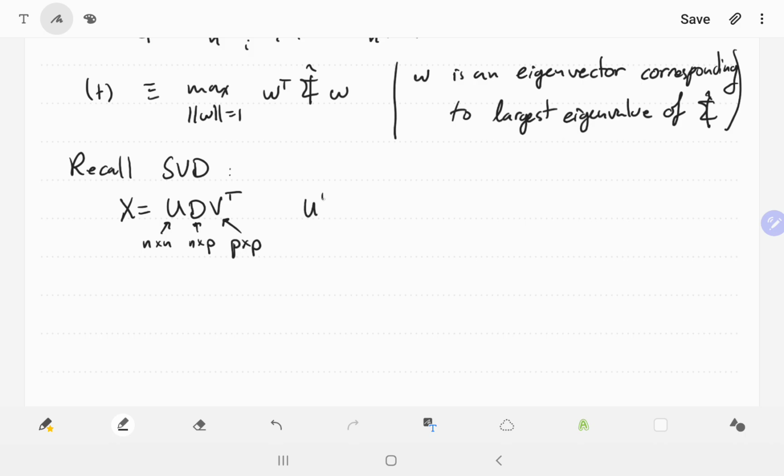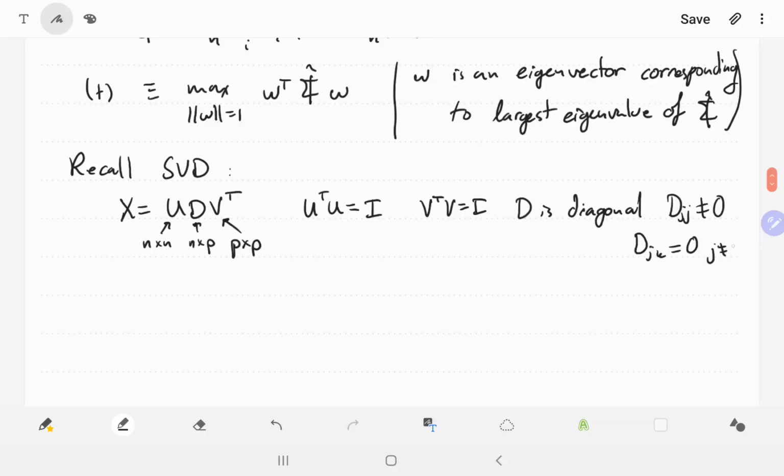And then there's a couple of things. We have orthonormality. U transpose U is equal to the identity. V transpose V is equal to the identity. We have that D is diagonal, so only the diagonal entries are non-zero. So D_JJ is non-zero. Otherwise, D_JK is equal to 0 for J not equal to K.